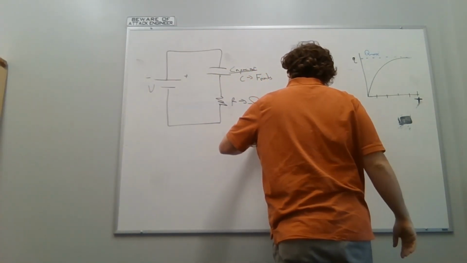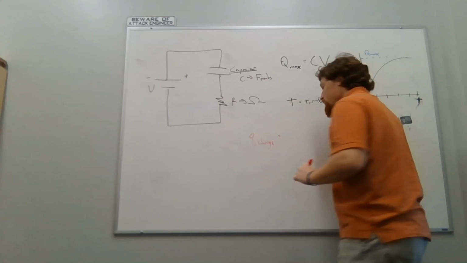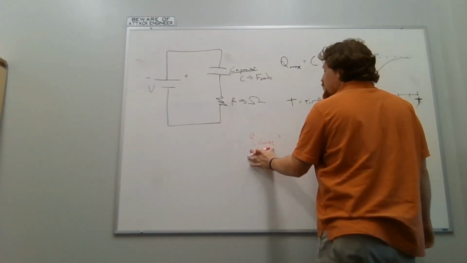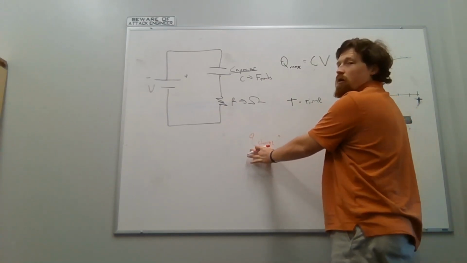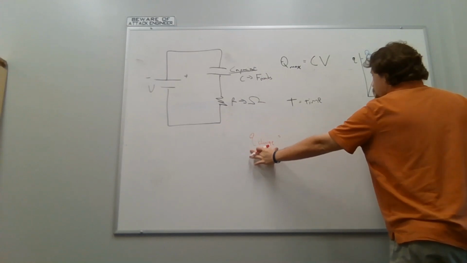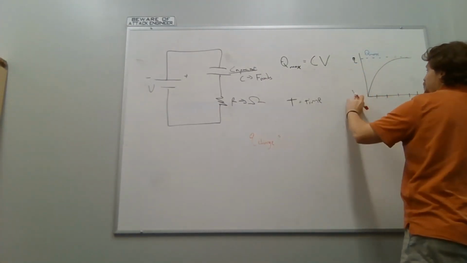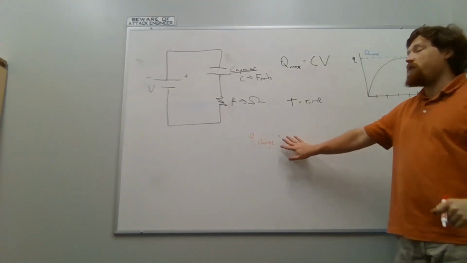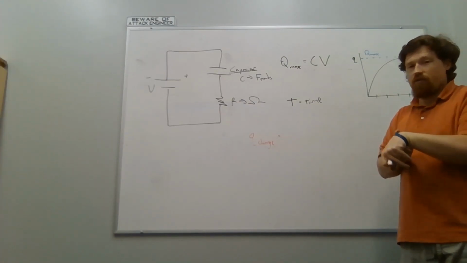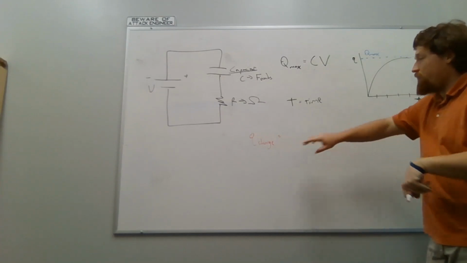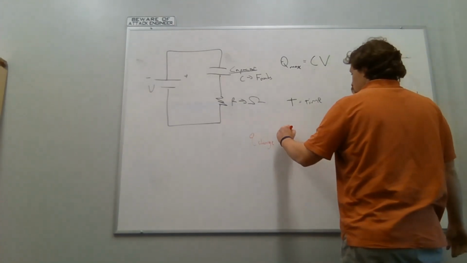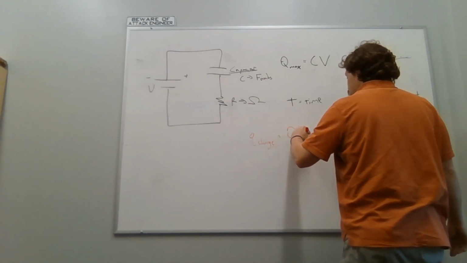Q charge equals, so this is how much charge the capacitor actually has. So this is this line of the graph. This tells us Q charge is how much charge the capacitor has right now as I'm looking at it. The way to figure out how much charge is in a capacitor depends on what the capacitor's Qmax is.